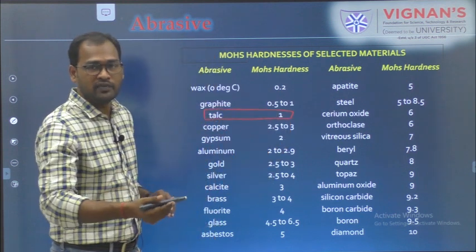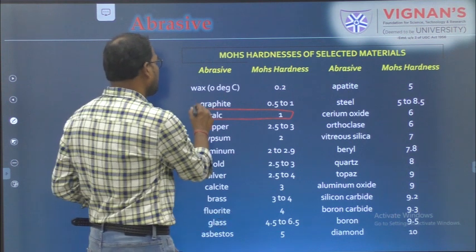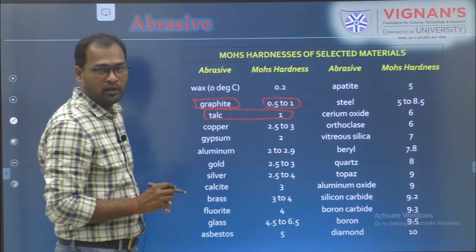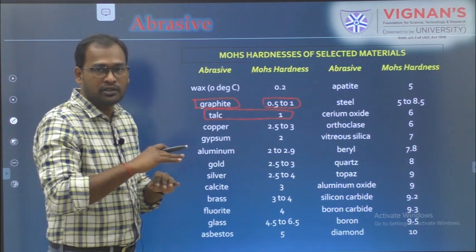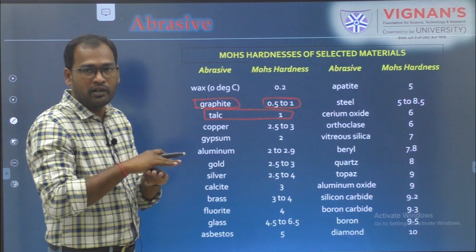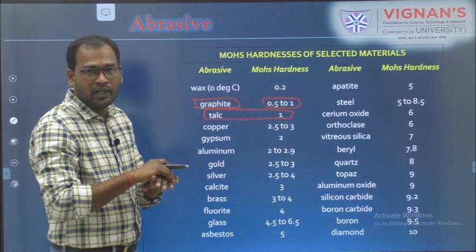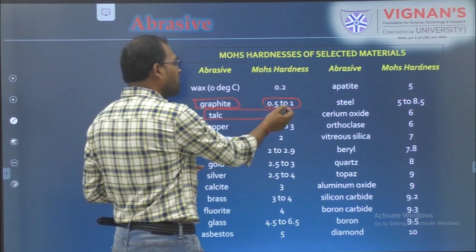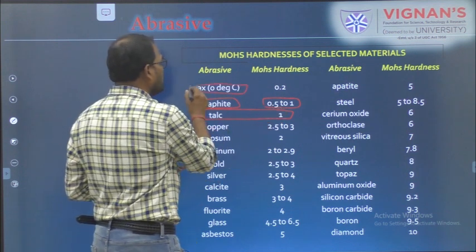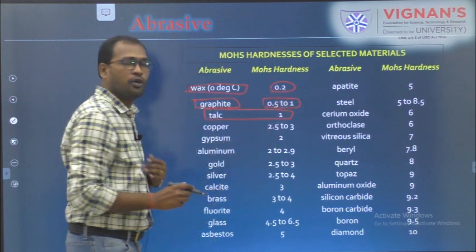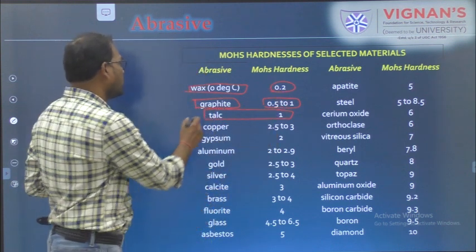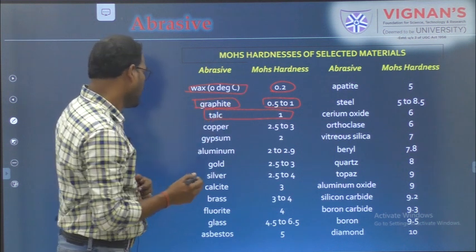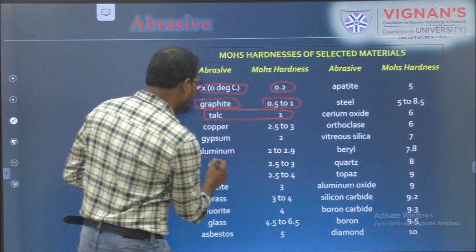So there are materials which are less hard than talc, like graphite, right. So it was given as 0.5 to 1. Okay. Graphite is nothing but stacks of graphene sheets which are bonded by van der Waals forces. Okay. So they have a lesser hardness. So it has been given as 0.5 to 1, and wax was given a hardness of 0.2.